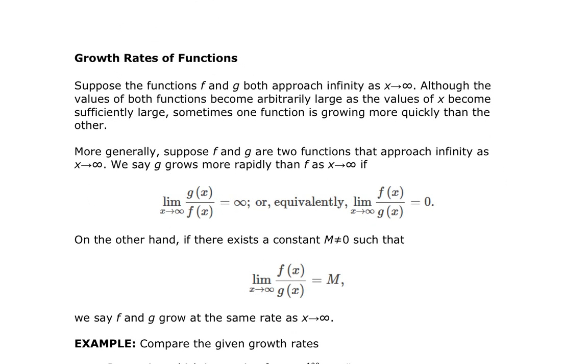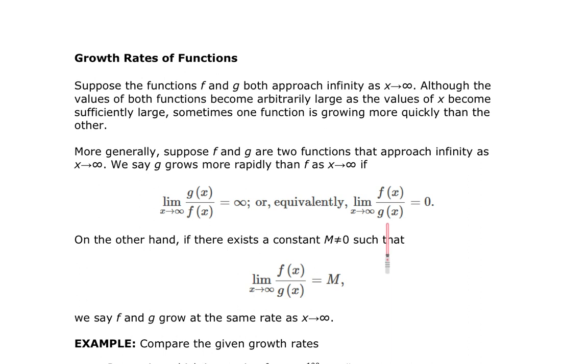Suppose functions f and g are both approaching infinity as x approaches infinity. Although the values are fairly large, typically one function will grow faster than the other, so we want to know which one is growing faster. If the limit as x approaches infinity of g of x over f of x goes to infinity, or the limit of f of x over g of x goes to 0, then we know that f of x is going to be dominated.